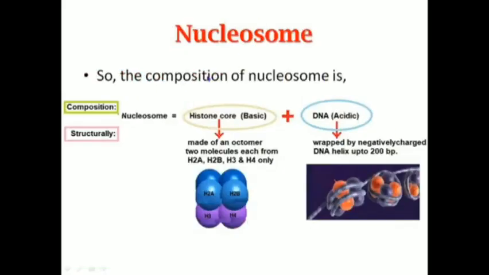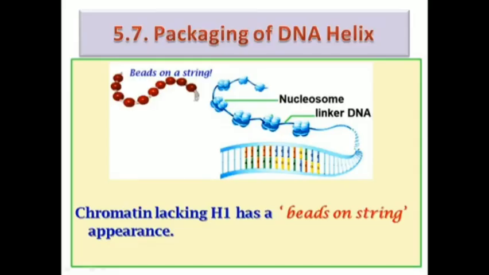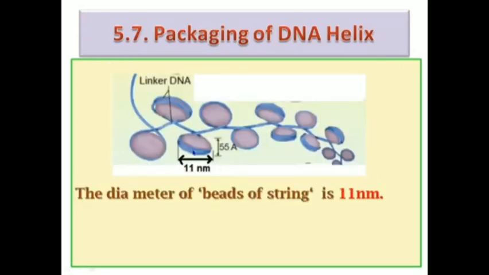So the composition of a nucleosome is the histone octamer, histone H1 and the DNA which is wrapped around it. This nucleosome you can see like beads on a strand. These nucleosomes are connected, with no histone H1 particles, by the linker DNA. Chromatin lacking H1 has a beads-on-a-string appearance. Actually, the nucleosome has H1. So this chromatin lacks H1, which shows the bead appearance.